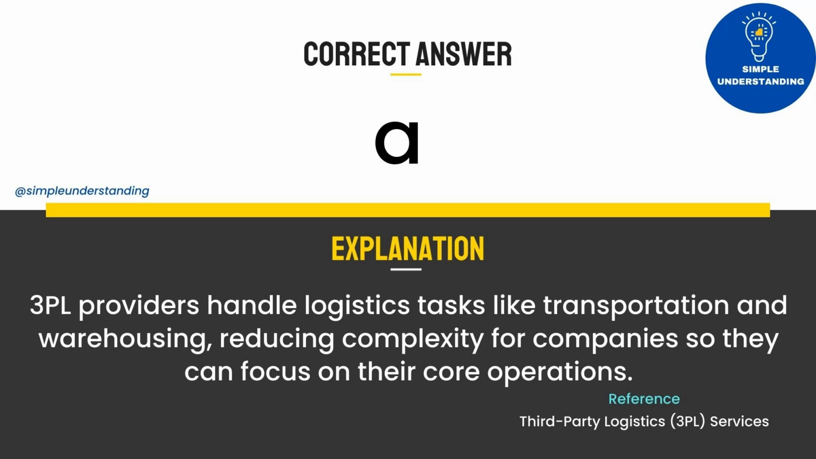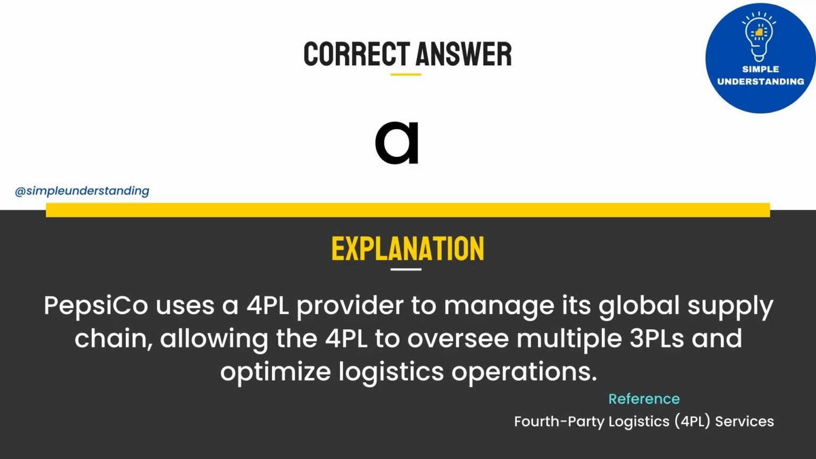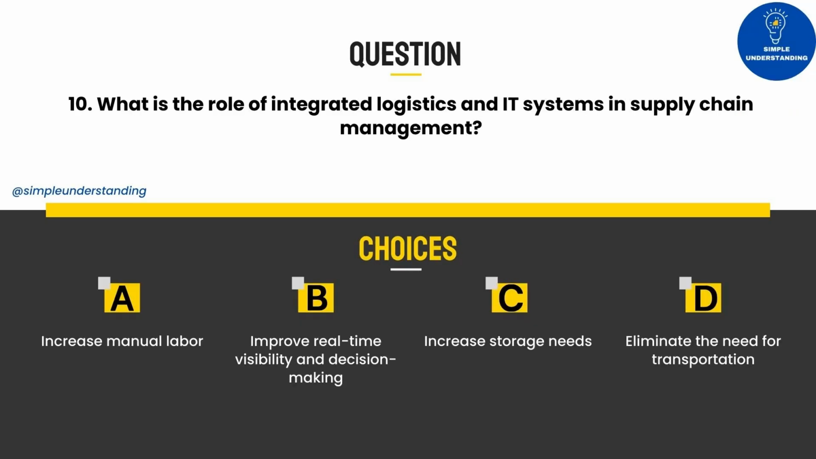9. Which company utilizes a fourth-party logistics, 4PL, provider to manage its global supply chain? A. PepsiCo. B. Walmart. C. DHL. D. Zappos. Correct answer, A. Overall explanation. PepsiCo uses a 4PL provider to manage its global supply chain, allowing the 4PL to oversee multiple 3PLs and optimize logistics operations. 10. What is the role of integrated logistics and IT systems in supply chain management?